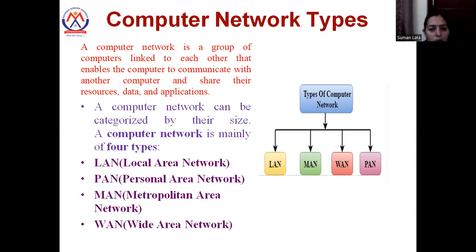First, as shown in figure, LAN, then MAN, WAN, and PAN. These are types of computer network. The first is LAN, local area network. Second is personal area network, PAN. Third is metropolitan area network, MAN. And last one is wide area network, known as WAN.